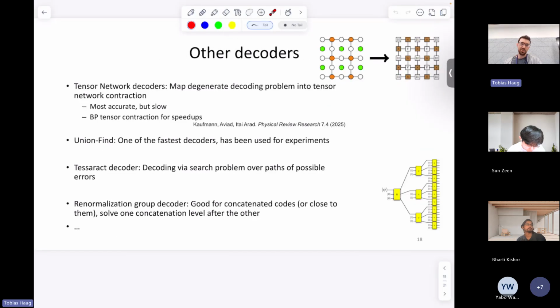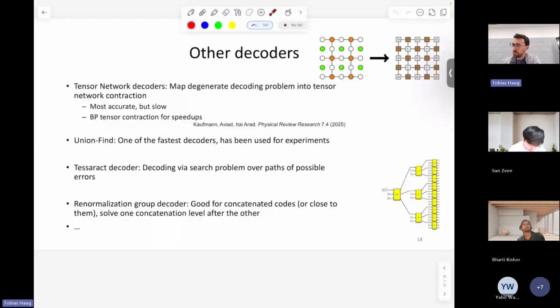Okay, so besides these different approaches, there's many other approaches which I can't really explain because I don't have enough time. Just to give a very short overview, there's something called the tensor network decoders, which solve the full degenerate decoding problem by mapping it into a tensor network contraction problem. This is the best known decoder, to my knowledge. But of course, its downside is we have the usual trade-off. It's very slow. Although recently people proposed to use belief propagation on the tensor network to find further speed-ups. It was proposed by Itai and co. A very nice work.